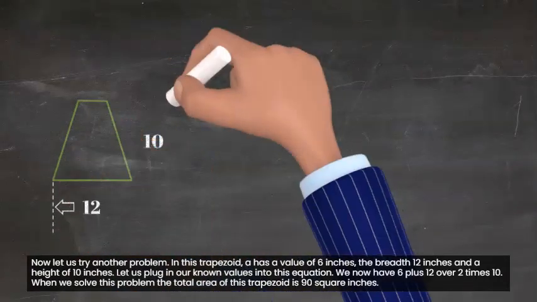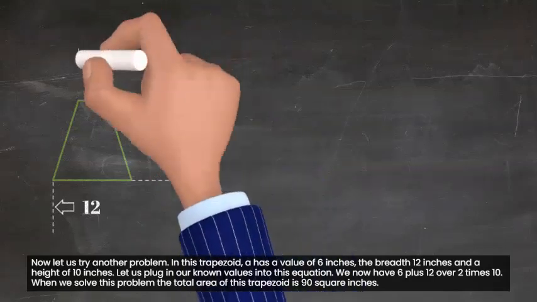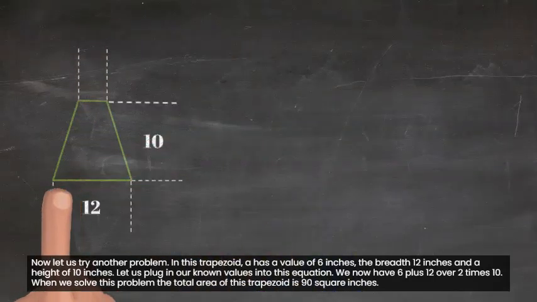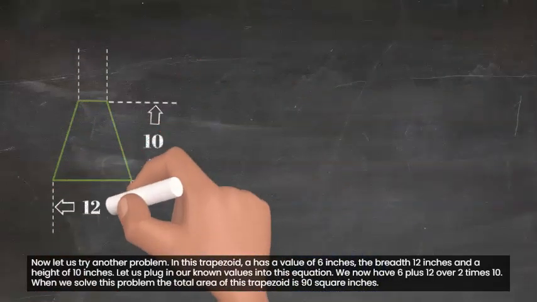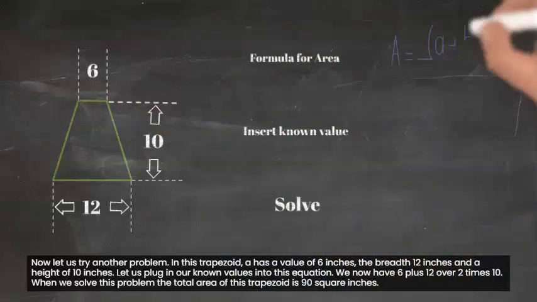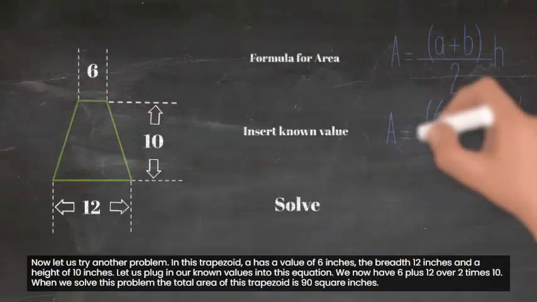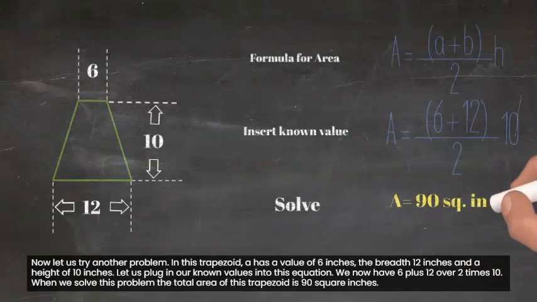Now let us try another problem. In this trapezoid, A has a value of 6 inches, the breadth is 12 inches, and the height is 10 inches. Let us plug in our known values into this equation. We now have (6 plus 12) over 2 times 10. When we solve this problem, the total area of this trapezoid is 90 square inches.